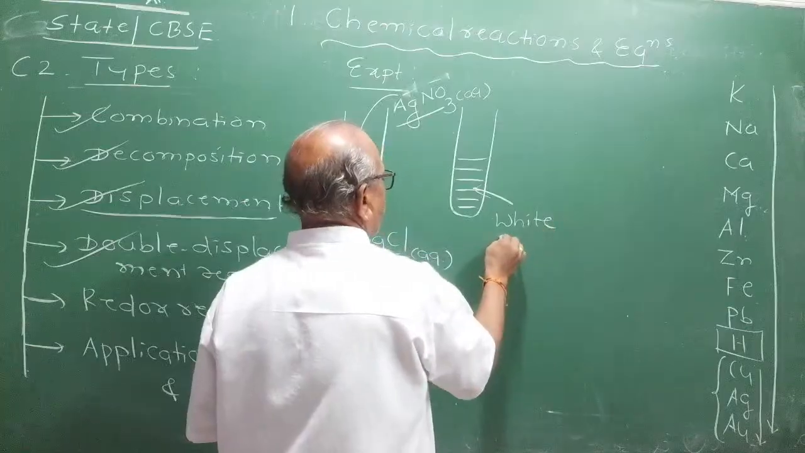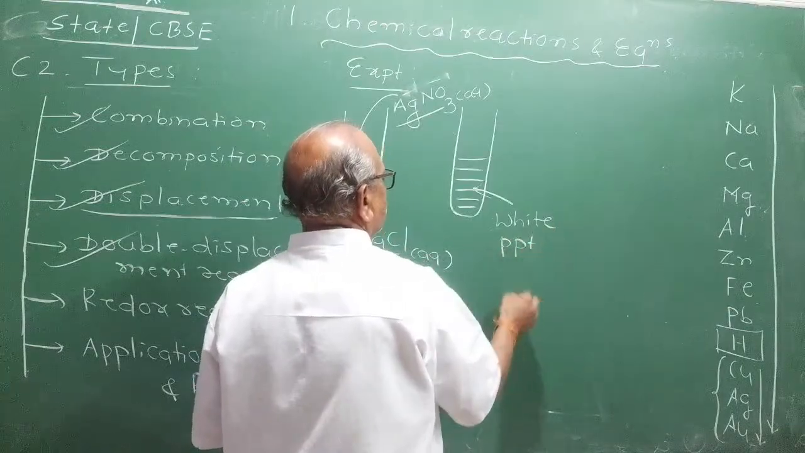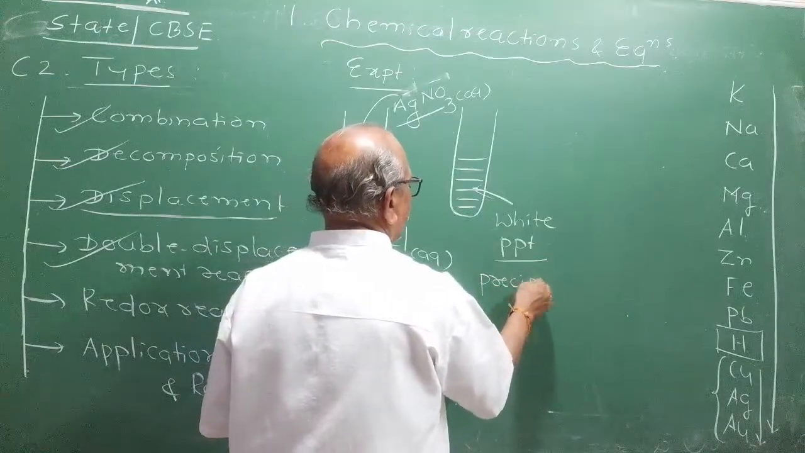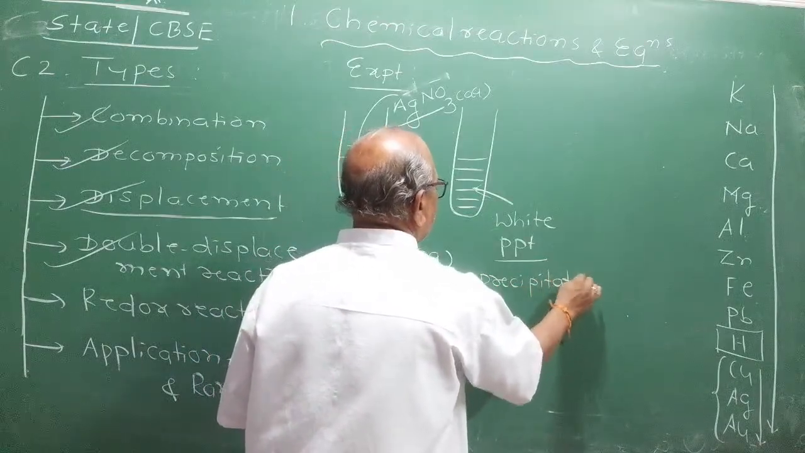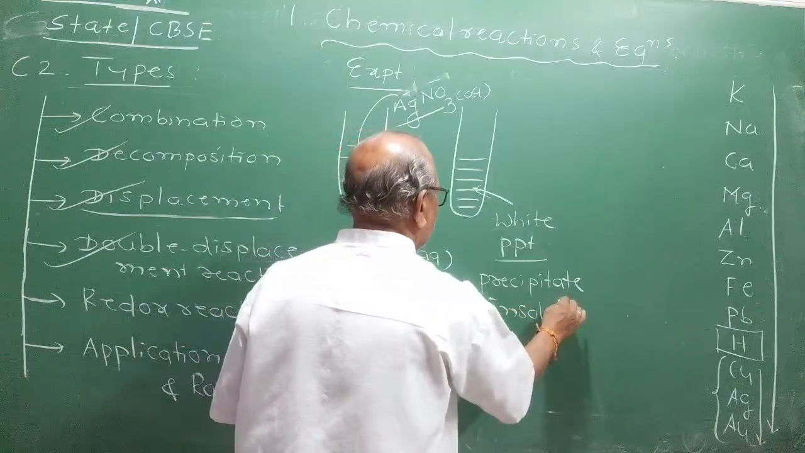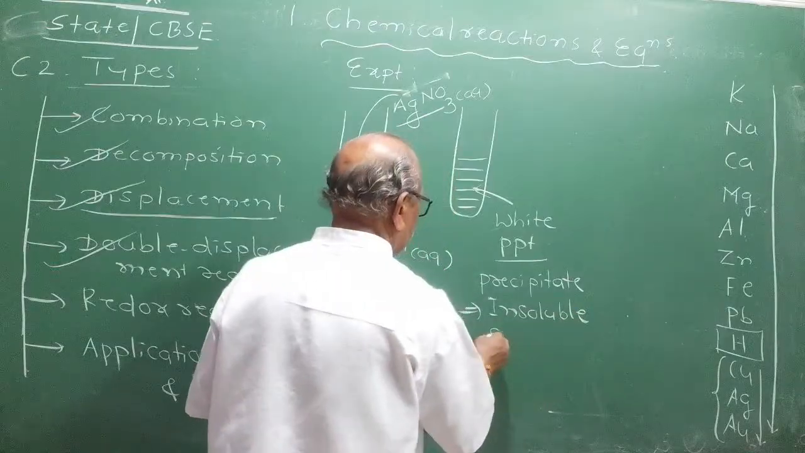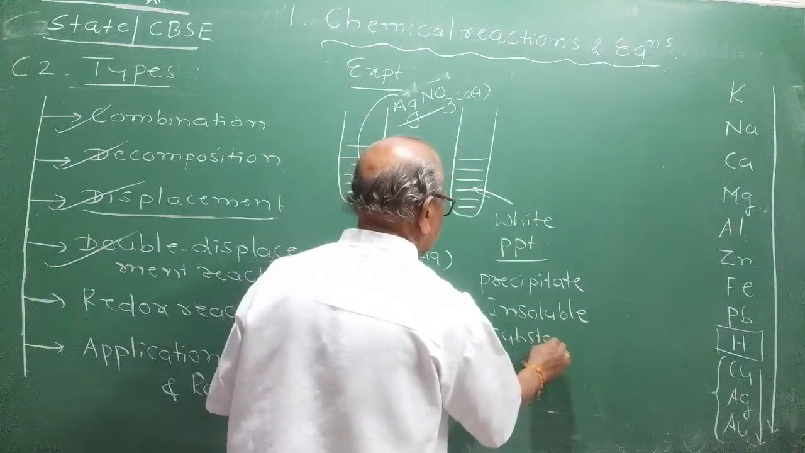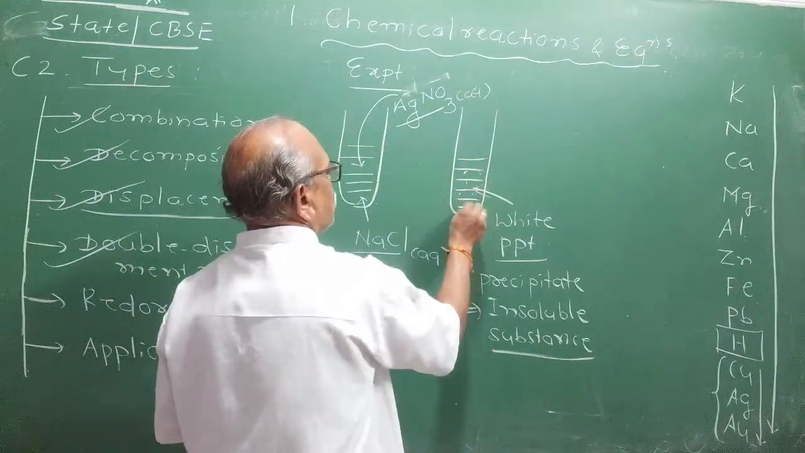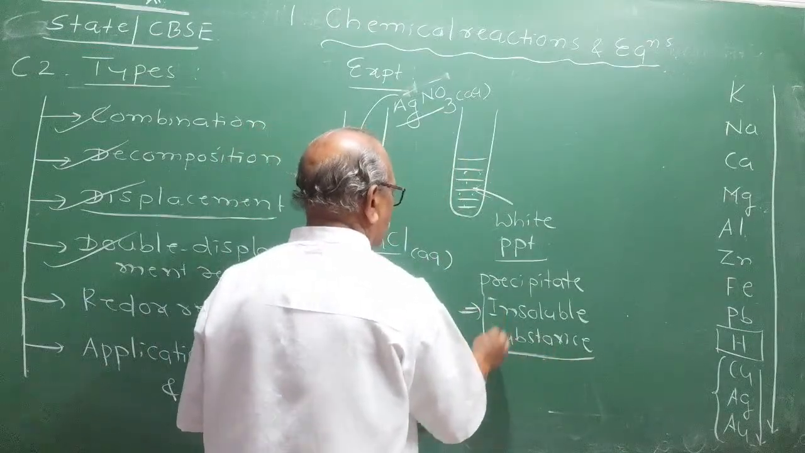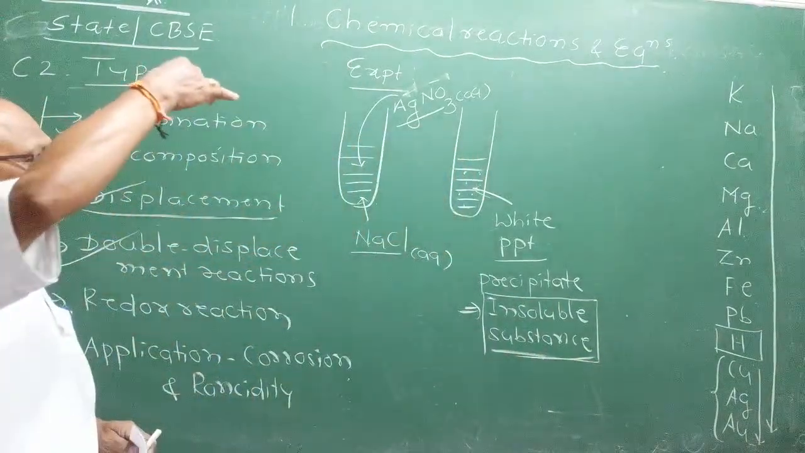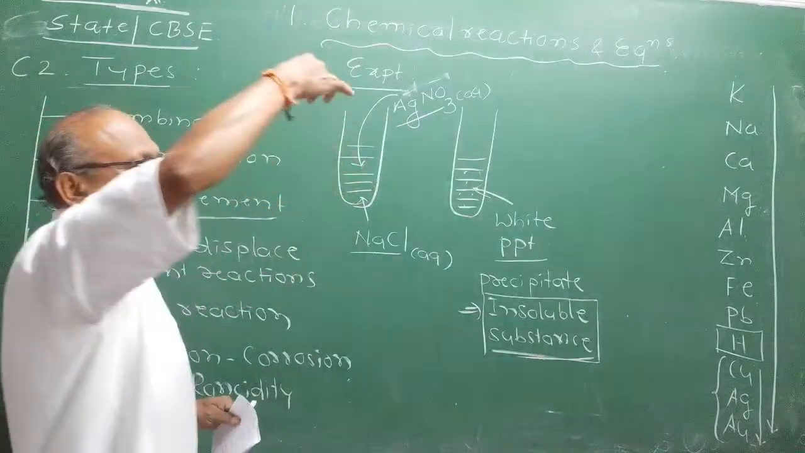Observation is white PPT. Generally, precipitate is written in short as PPT. What is precipitate? The meaning of precipitate is an insoluble substance. An insoluble substance forms a solid substance. Generally, it will be a solid substance left in the test tube. And how can you understand this? You take a test tube, even sodium chloride solution you take.